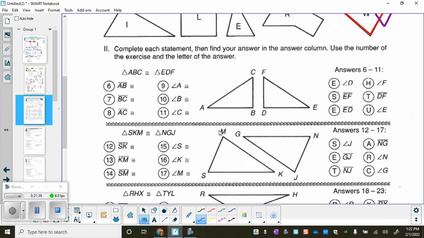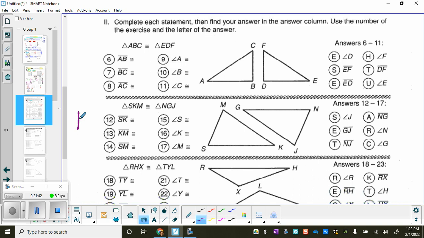And then I'm going to actually do just a couple from this section with you. I'm just going to do number 12 so you see how to answer it, and I'm going to do number 17 so you see how to answer it. After I get done explaining 12 and 17, then you're just going to finish this page on your own and fill out the Google form.